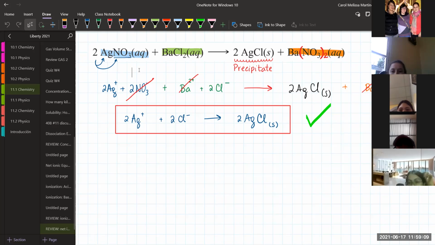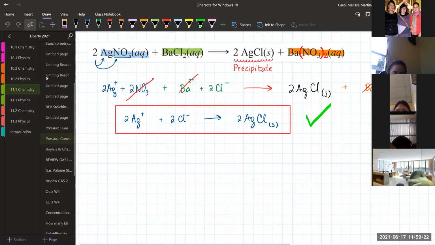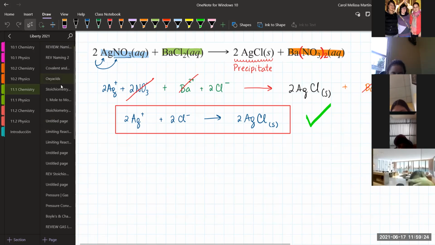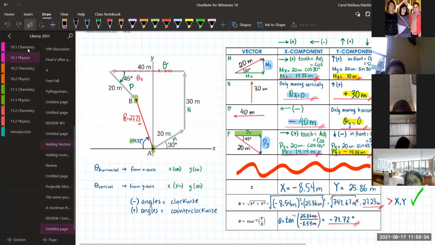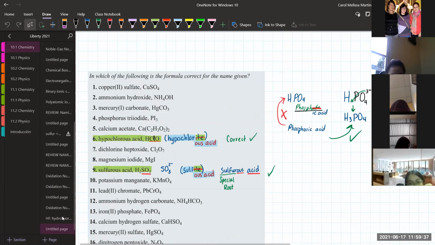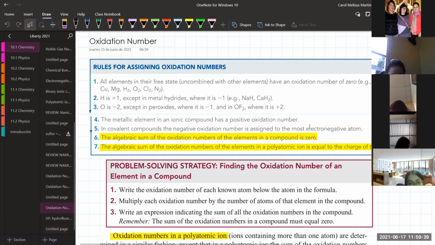Now take a look. I sent you an image to the group as a reminder. It is a reminder from last year's topic, which is the oxidation number. Maybe I reviewed it this year, I honestly don't remember. I think I didn't. So take a look. We're going to review just a few rules, okay? It's a topic that I'm seeing with 10th grade. So let's see the rules.